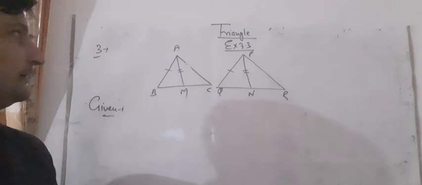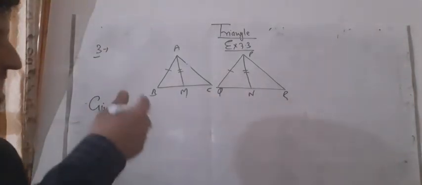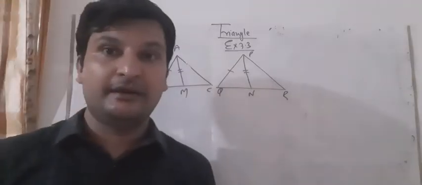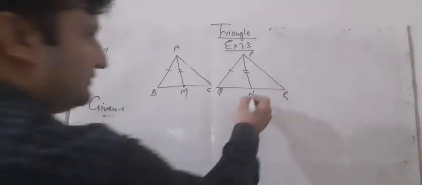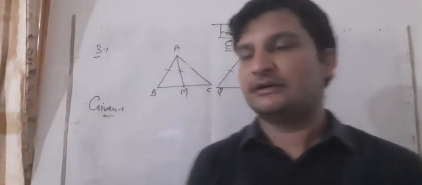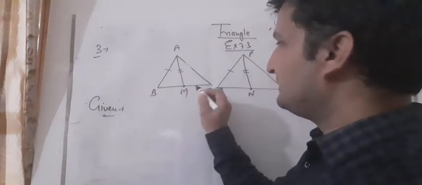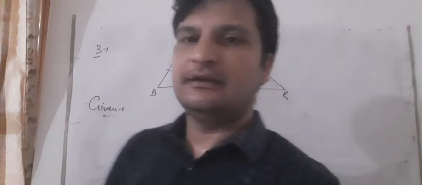Now students, I have made the third question figure. The figure is of two triangles, ABC and PQR, and these are the medians. Students, you know the meaning of median. A median always bisects the line into two equal parts. It means we can say that BM is equal to CM, or QN is equal to NR.